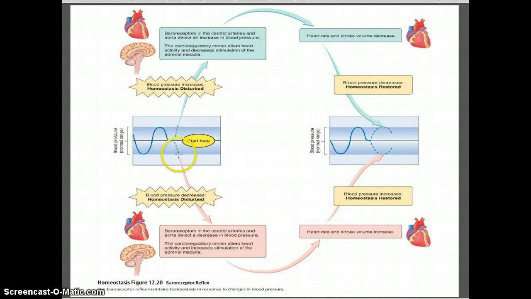If you start here, you can see that when blood pressure decreases, the baroreceptors will stimulate the heart rate and stroke volume to increase. And when this is restored, then the stimulation will decrease, restoring the heart to its normal cardiac output and normal pressure. When blood pressure increases, then stroke volume and cardiac output will decrease and pressure will decrease.